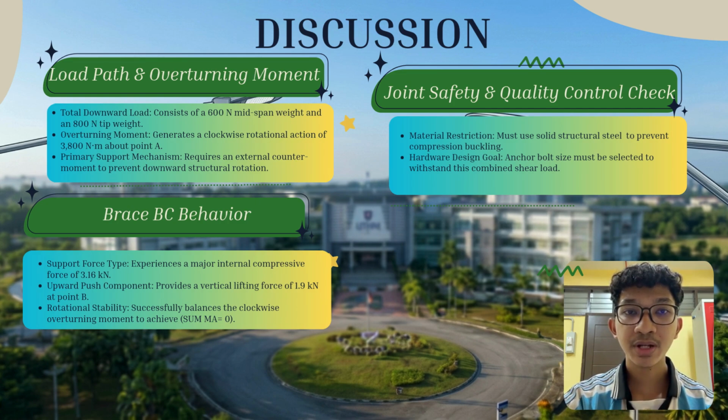The last point is very important. It is joint safety and quality control check. The material restriction: we must use solid structural steel to prevent compressive buckling. And then the design goal: we need to choose the right size bolt for the joint to withstand this combined shear load. That's all. Thank you.